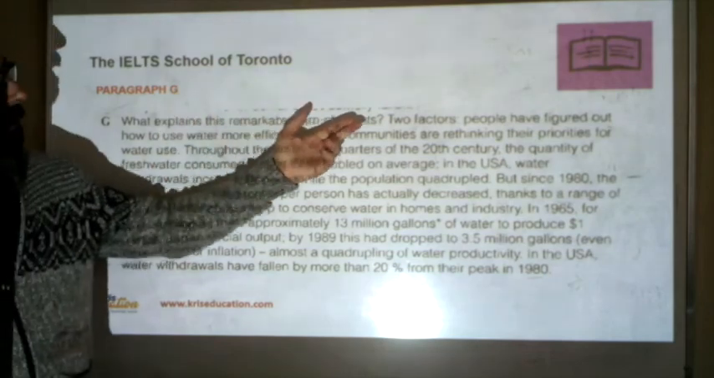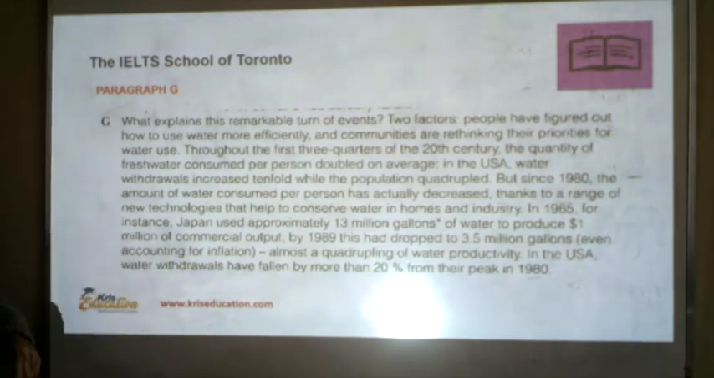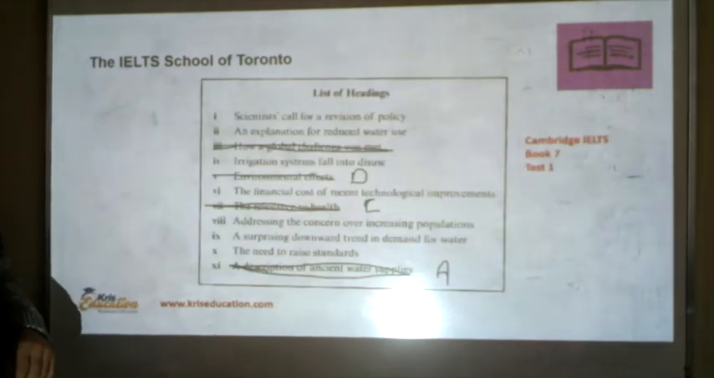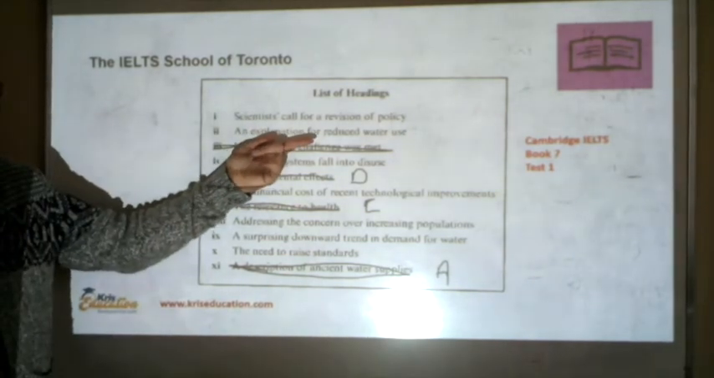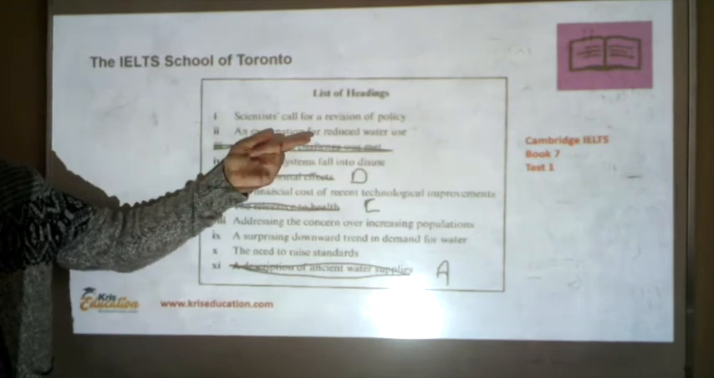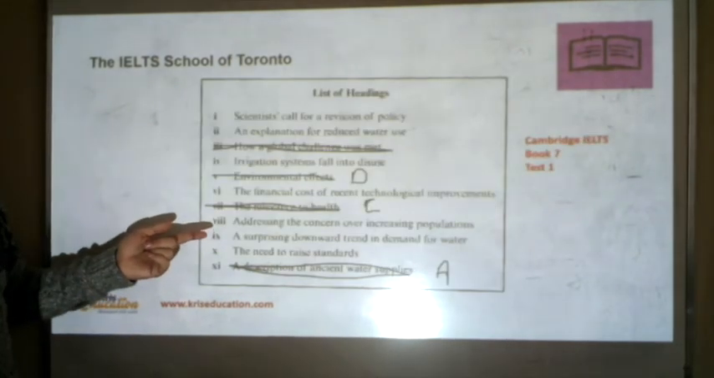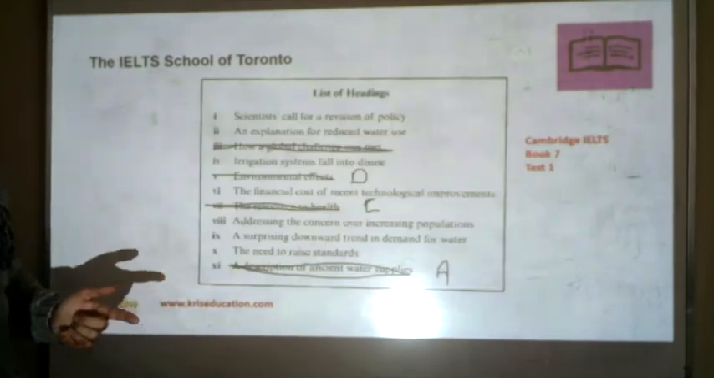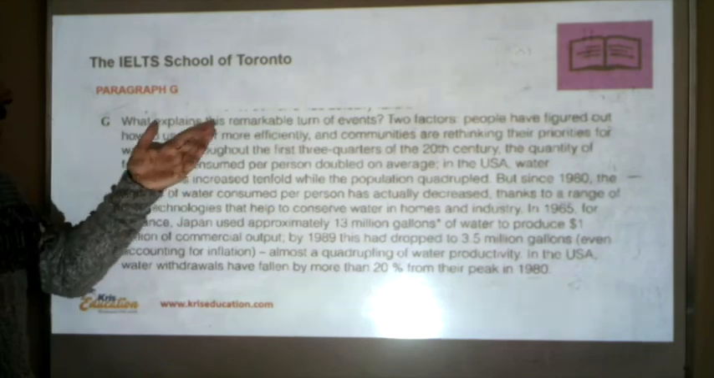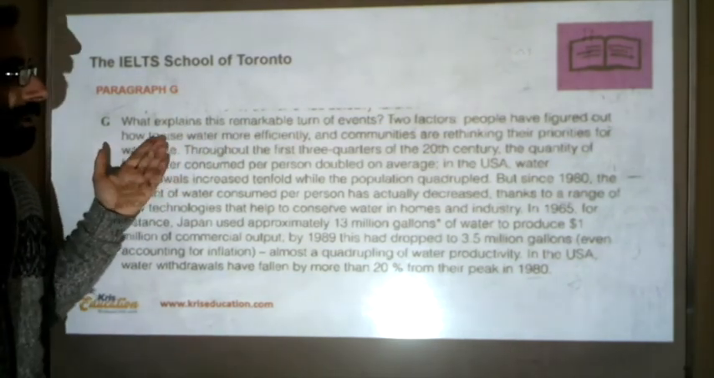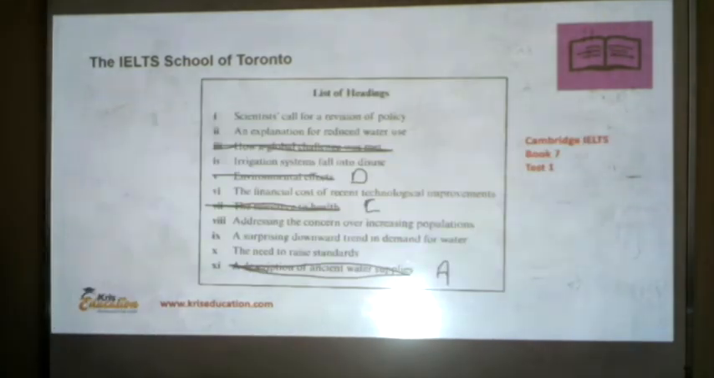And if you read the next sentence, you've got 2 factors which explain. That's why this paragraph is indeed about the explanation. And the right heading for this paragraph is number 2, an explanation for reduced water use. If you compare this with the previous paragraph, you've got nothing about explanation there. But this paragraph clearly starts with the question, what explains, which means it is about an explanation.